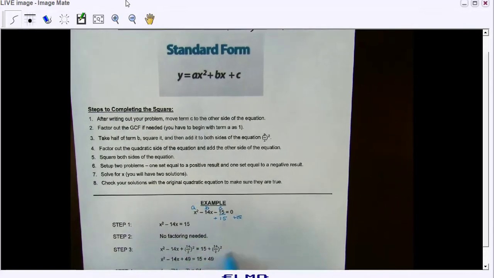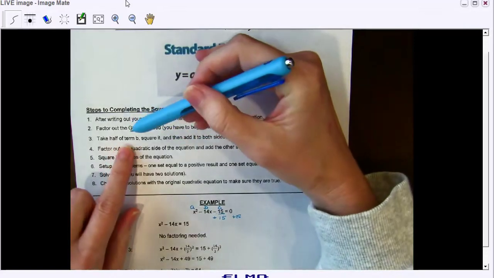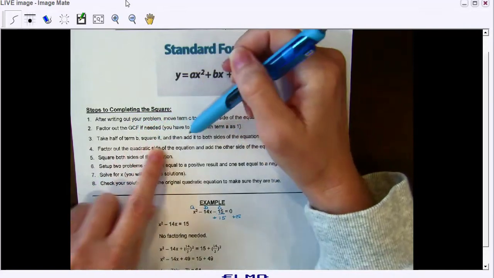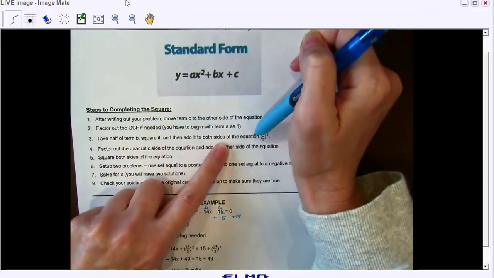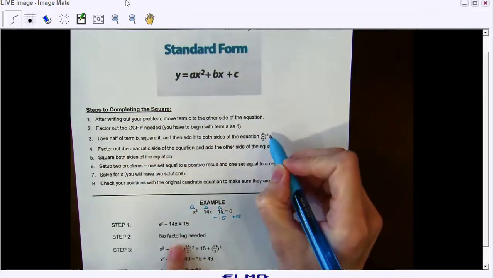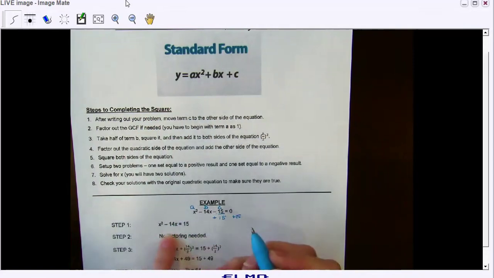Now, this looks very confusing right here. So let's go up and read the step first. It says take half of term B, square it, and then add it to both sides of the equation. Okay. And what you're doing is you're taking term B and you're dividing it by 2 and then you're squaring it. So let me show you what is happening here. We're going to take term B, which is 14. So this is B over 2 squared.